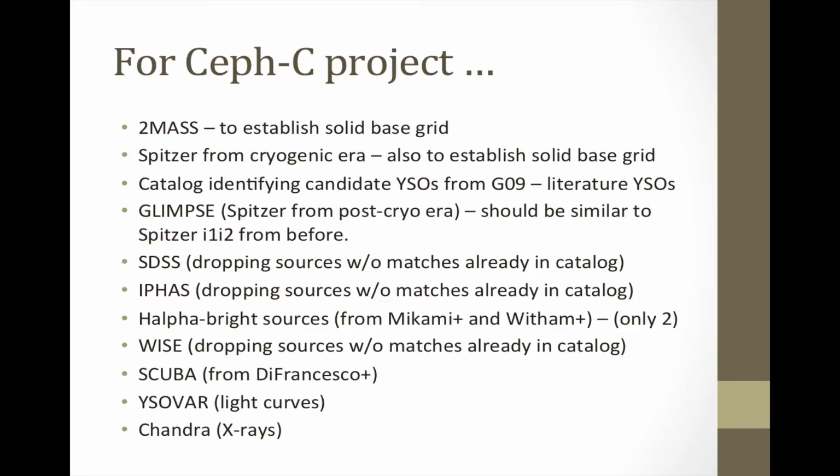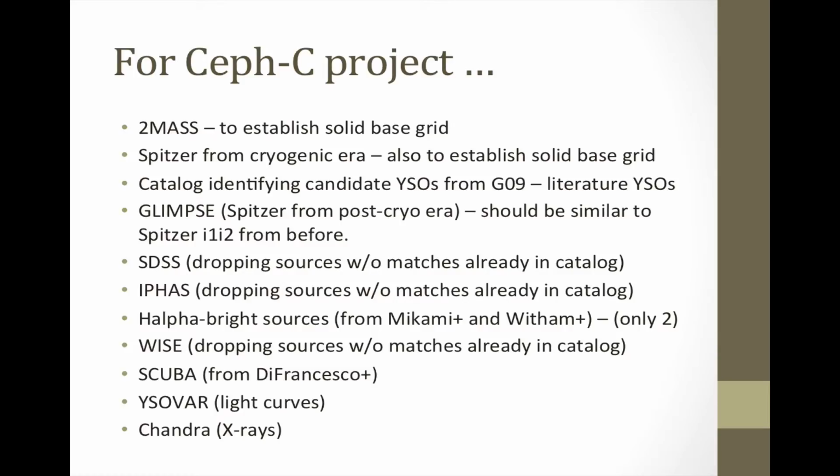Then we have 2 H-alpha bright sources from the literature, only 2. So those I matched by hand. Then I have WISE merging in. Now, it turns out because we have such a wealth of infrared data, I have the luxury, for now at least, of dropping the sources that don't already have matches in the catalog, because everything that I have in WISE should already be detected in the other bands. We'll see if that's justified when we get into it.